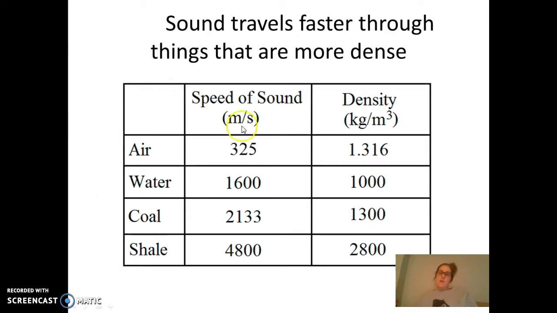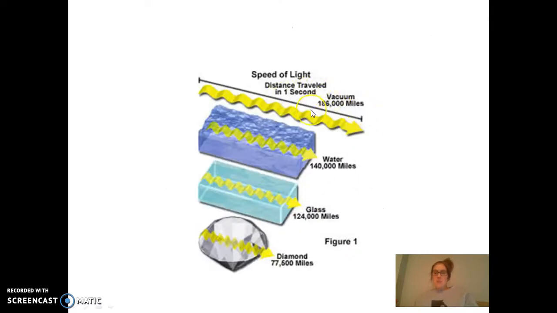Alright, so if you look at this data table, you can see that density, which again, density is just how close together things are. When things have a higher density, meaning that they're closer, then you can see that sound is going to travel a lot faster. Solids are more dense, which is why sound travels faster through a solid. Light is just the opposite.